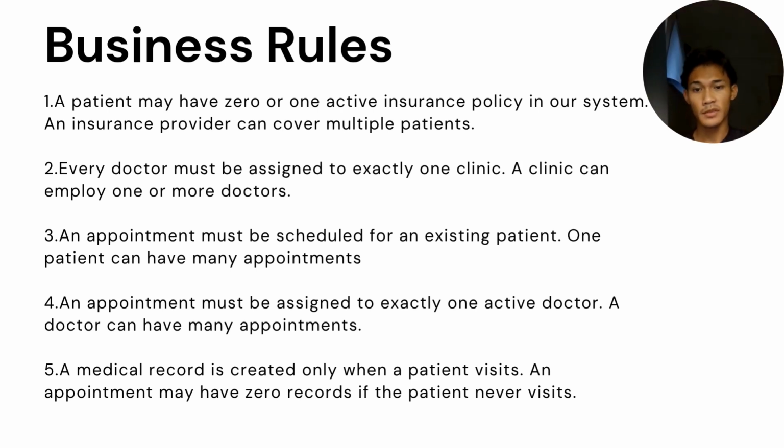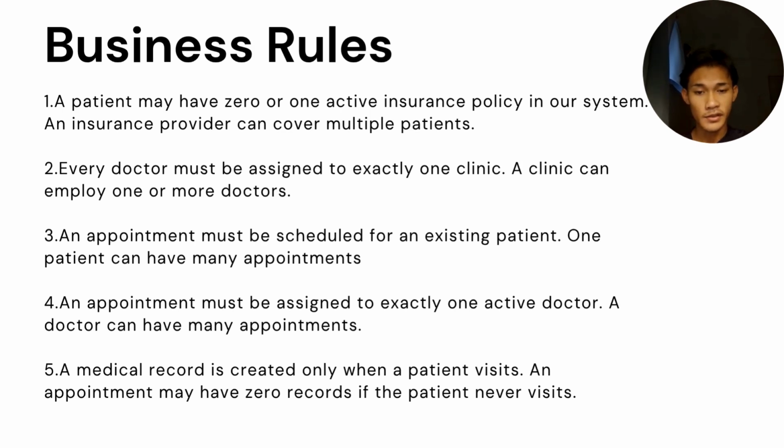So first, a patient may have 0 or 1 active insurance, and an insurance provider can cover multiple patients. Second, every doctor must be assigned to one clinic, and one clinic can employ one or more doctors. Third, an appointment must be scheduled for one patient, and one patient can have multiple appointments. Fourth, an appointment must be assigned to one doctor, and a doctor may have more than one appointment.